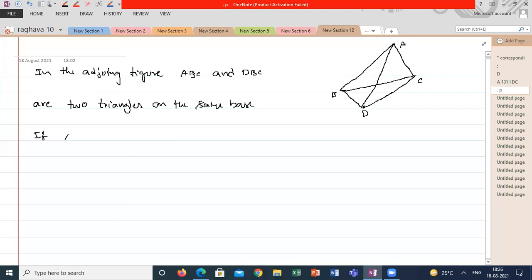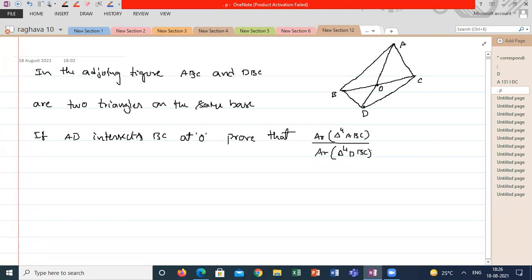If AD intersects BC at O, this intersection is O. AD intersects BC at O. Prove that area of triangle ABC divided by area of triangle DBC is equal to OA by OD.